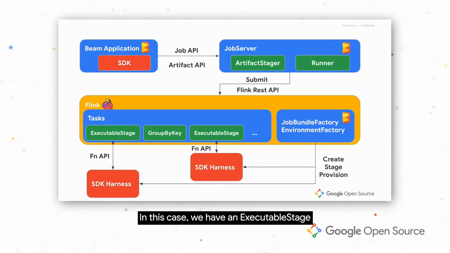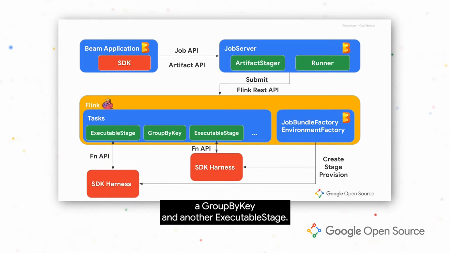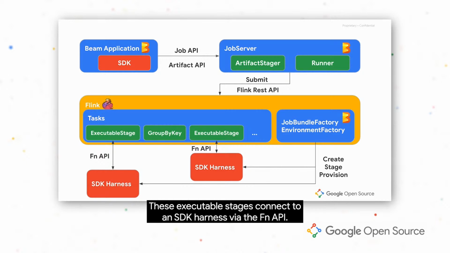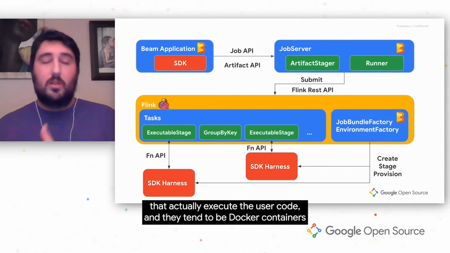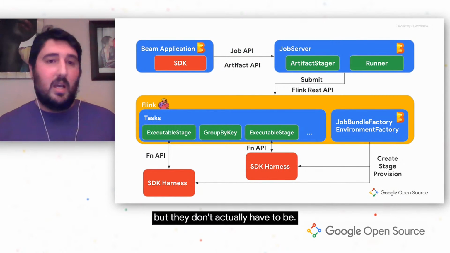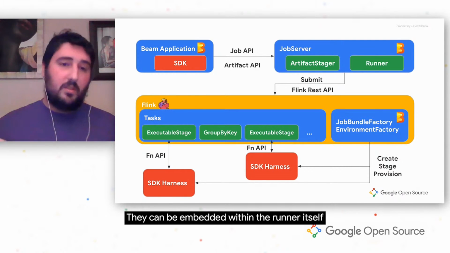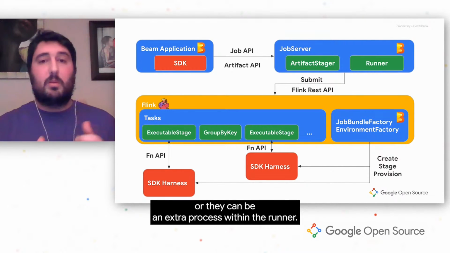In this case, we have an executable stage, a group by key, and another executable stage. These executable stages connect to an SDK harness via the Fn API. These SDK harnesses are the pieces of the runner that actually execute the user code. They tend to be Docker containers, but they don't actually have to be. They can be embedded within the runner itself, or they can be an extra process alongside the runner.